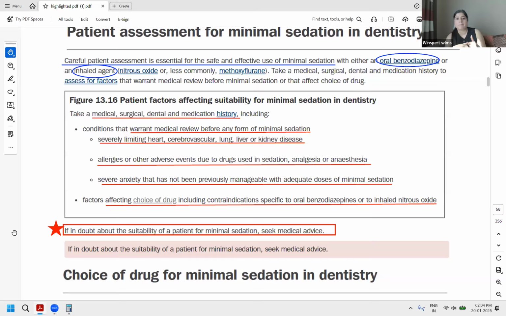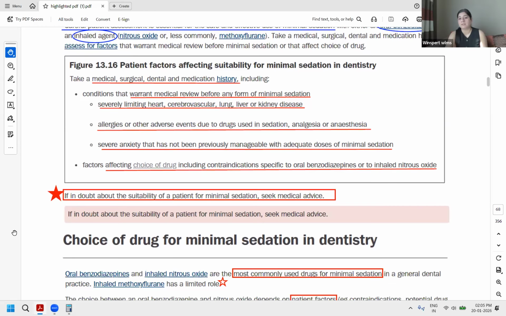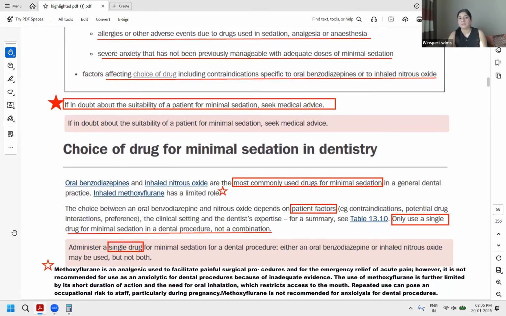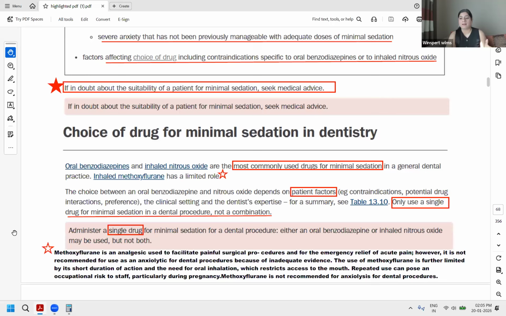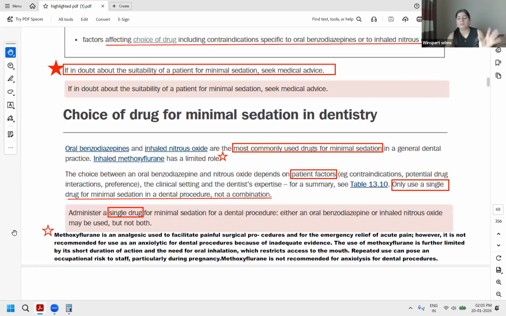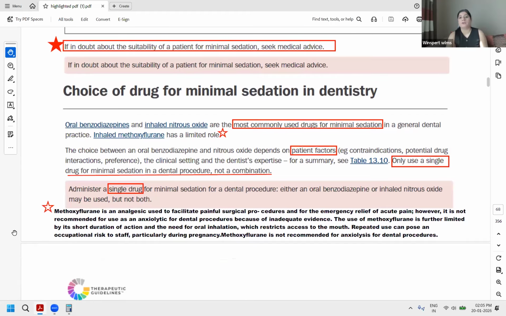Patient selection will happen by assessing certain suitability factors, like there should not be any heart disease, cerebrovascular disease, lung, liver, or kidney disease, any allergies to any of these agents, or any severe anxiety which has not been previously managed with adequate doses of minimal sedation. Those are the factors that you must assess in the patient before you select the agent. If you have any such histories present, either do not administer, refer to the specialist, or talk to the medical practitioner for these agents.